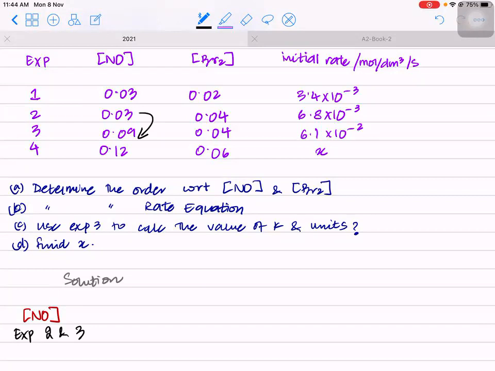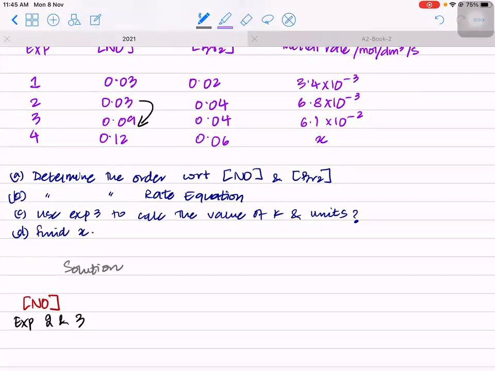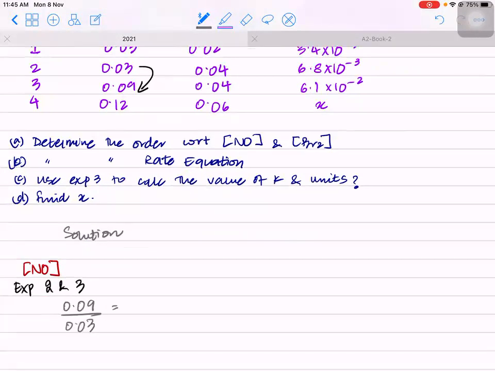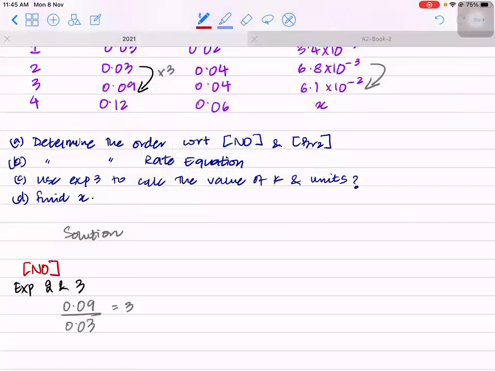Now, how is the concentration of NO changing? It is going from 0.03 to 0.09. So you will do 0.09 divided by 0.03, and the change is by how much? 3. So the concentration is changing by 3. Let's see how the rate changes. For the same 2 experiments, you will see the change in rate. Now the change in rate would be how much? It goes from 6.8 × 10^-3 to 6.1 × 10^-2.